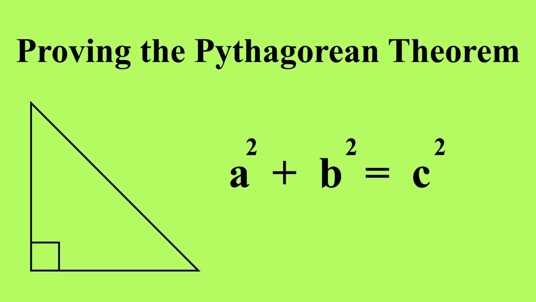Hello everyone, this video is about proving the Pythagorean Theorem. I'm sure we all know what the Pythagorean Theorem is. It states that a squared plus b squared equals c squared, where a and b are the legs of the right triangle and c is the hypotenuse.